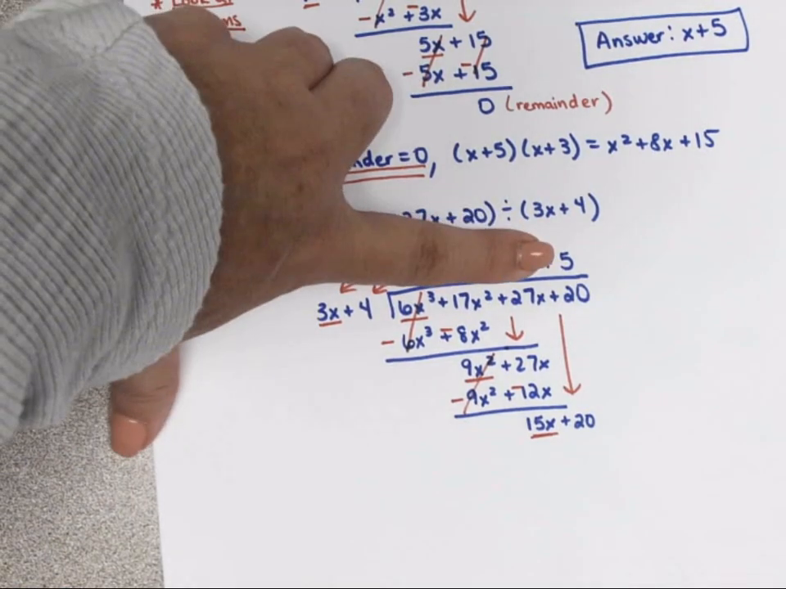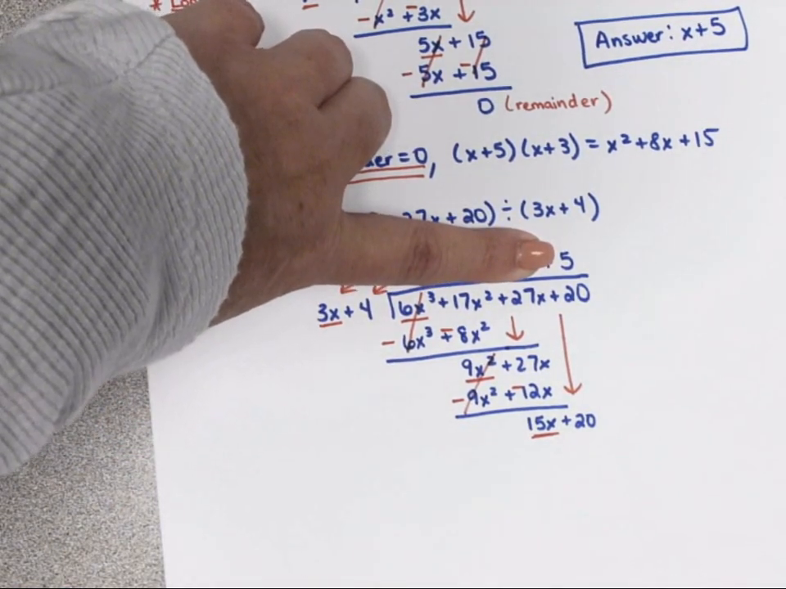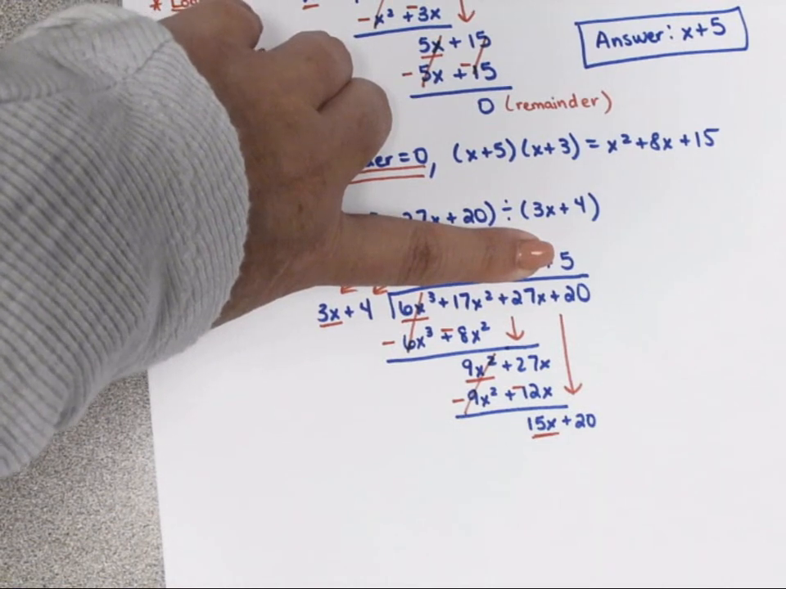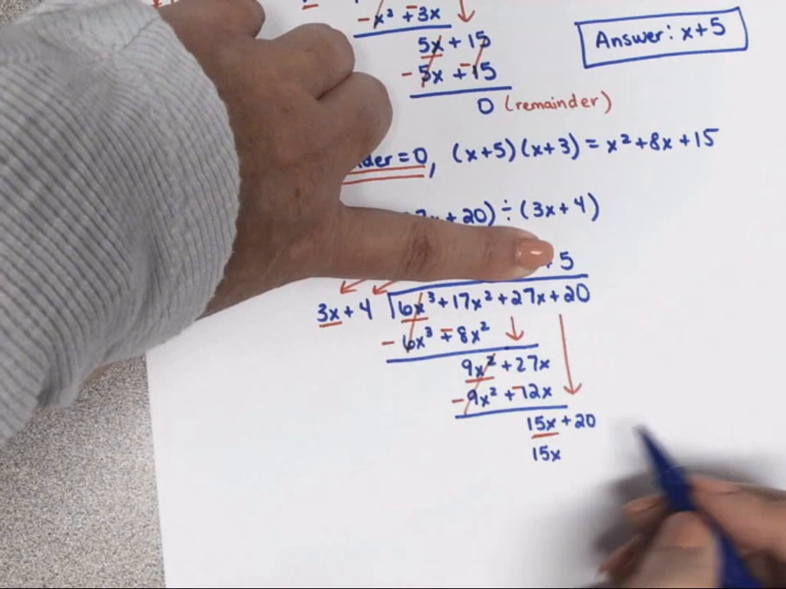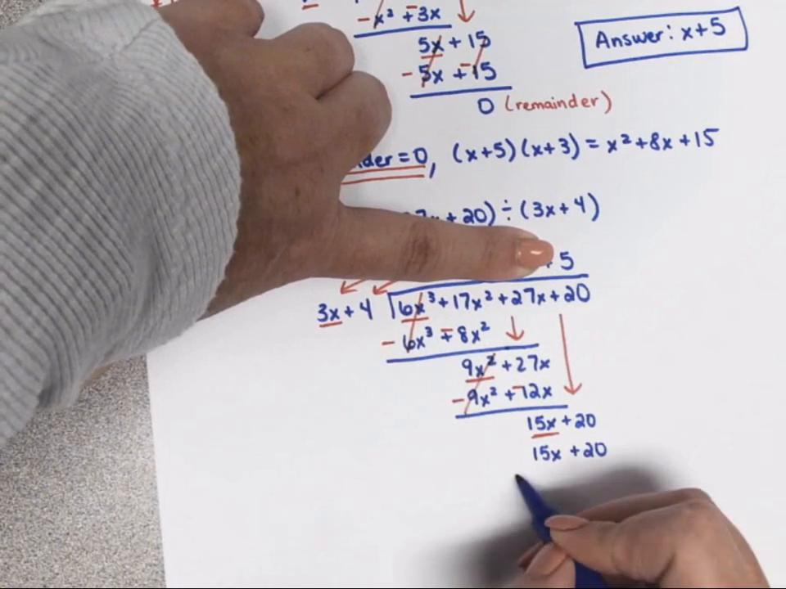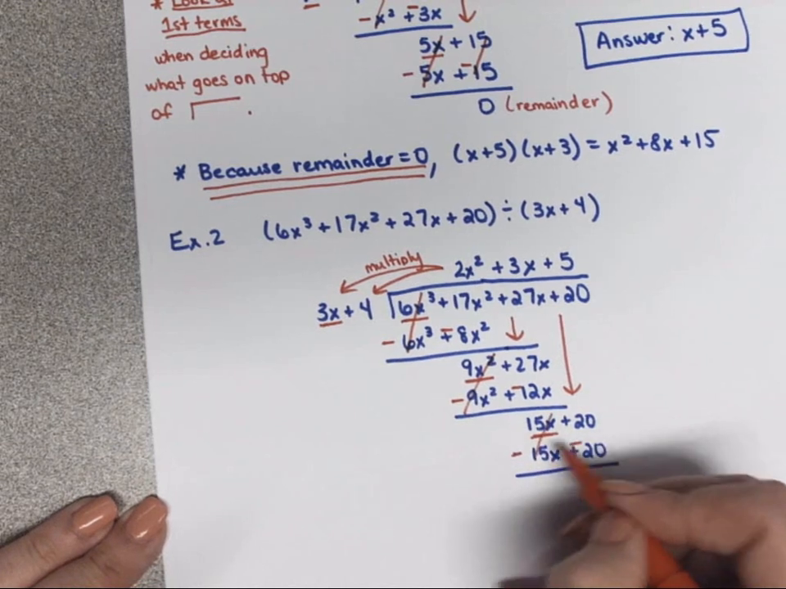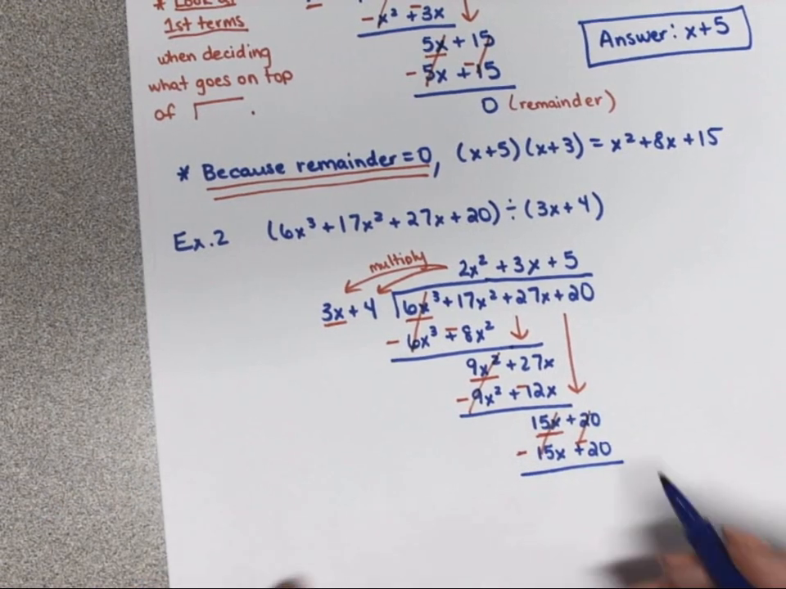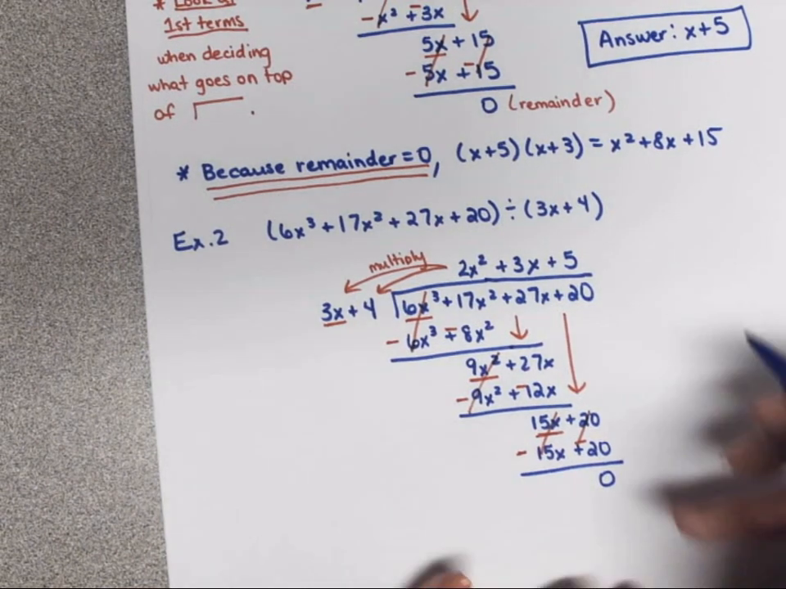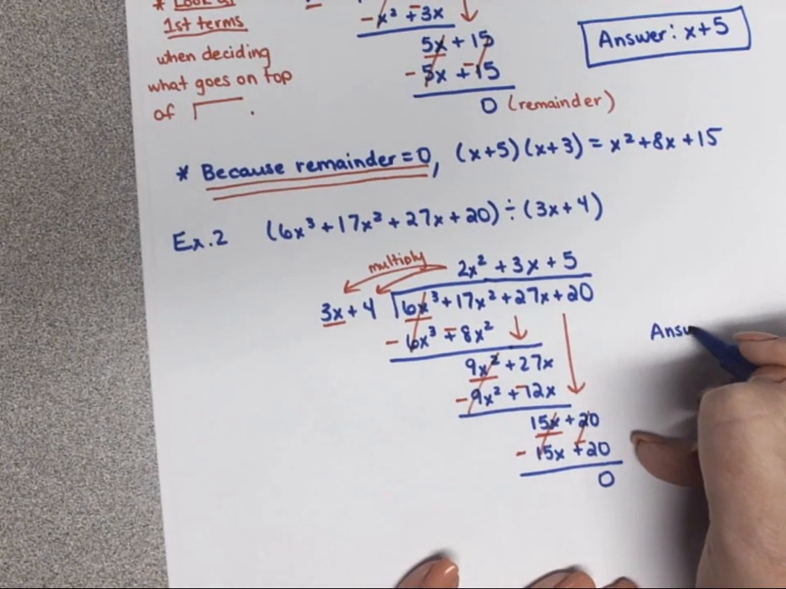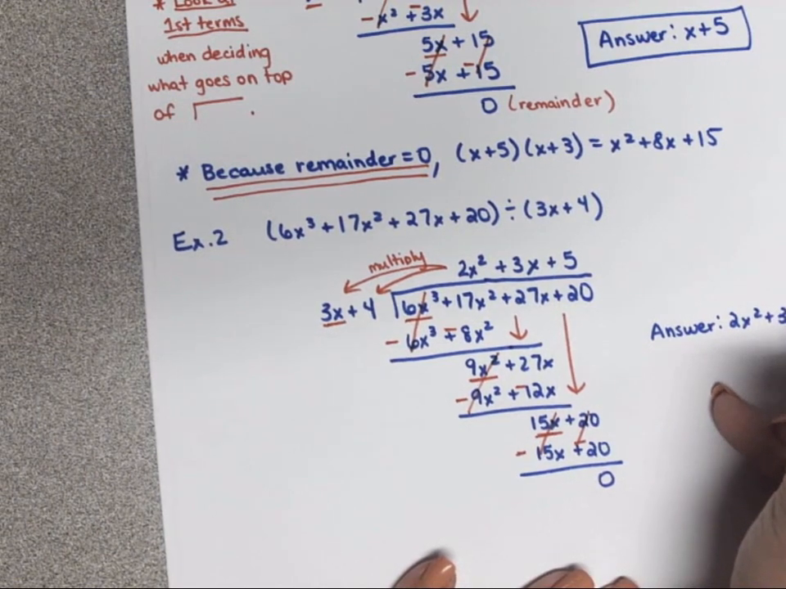So now if I need to, I cover all that up. And what do I do with the 5 that I just wrote up there? Multiply, then subtract, and see if I have a remainder or not. So 5 times 3x is 15x. 5 times 4 is plus 20. So what do you notice? Are we going to have a remainder this time either? No remainder, right? This goes away, leaving 0. So what does that mean my answer is then? The answer is what I got up top, so 2x squared, good, plus 3x, plus 5.